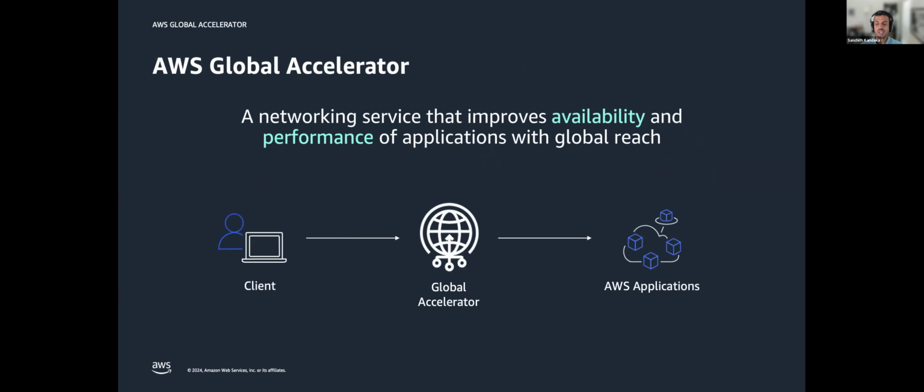So that's where AWS Global Accelerator comes into the picture. Like I said, it's a networking service that improves the availability and performance of applications with global reach. So a client end user is mapped to the closest Global Accelerator endpoint, and over the AWS backbone, they reach out to AWS applications that are hosted in any of the multiple AWS Regions.